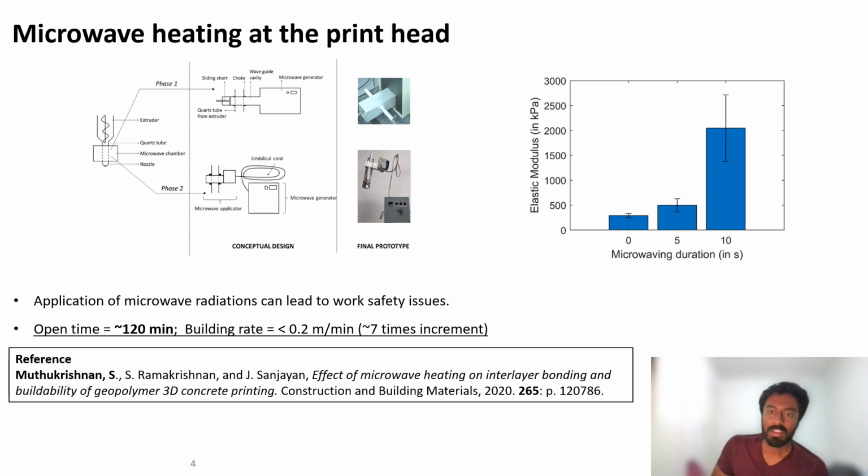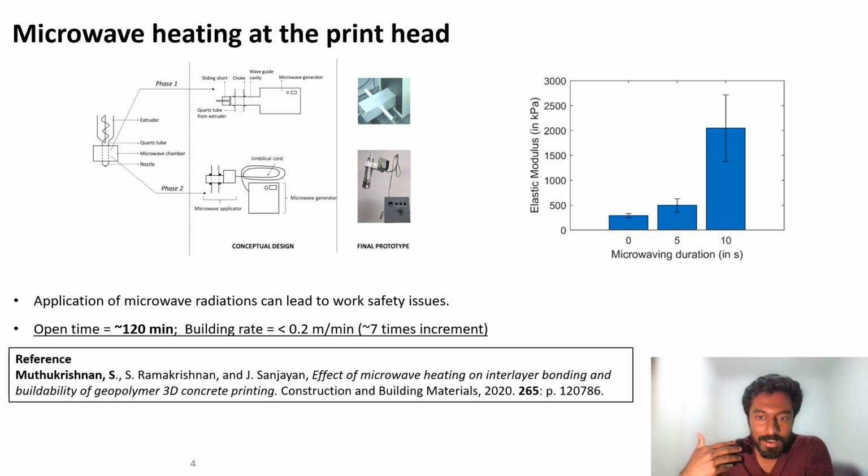So to validate this concept, we developed a suitable printhead and we tried printing. Before printing, we got a major backlash from the safety officer saying that we had to go through some kind of safety clearance process because we are using microwave radiation for heating. And it has been 2 years from the day we submitted the application and we haven't received the safety clearance yet.